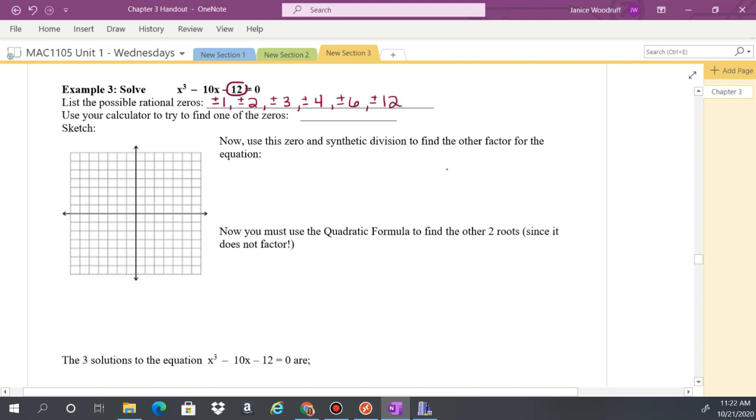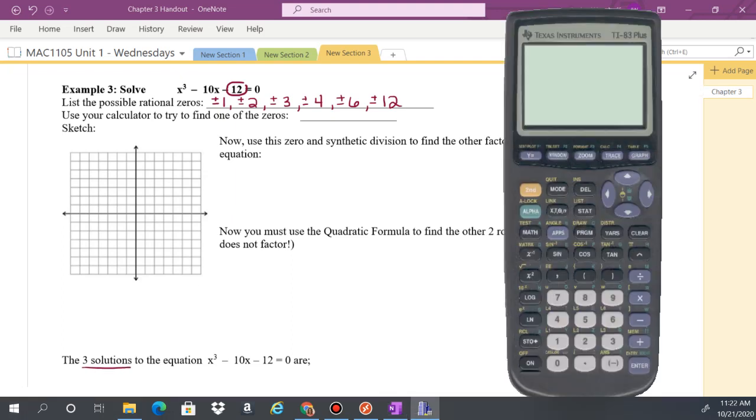Okay, so 1, 2, or 3 of these are going to be zeros of the function. How many zeros are there going to be of this function? 3. Yeah, 3 solutions, because we have a cubic function. Let's see if we can find one of them in my graphing calculator. So I'm going to graph this. I've got x cubed minus 10x minus 12.